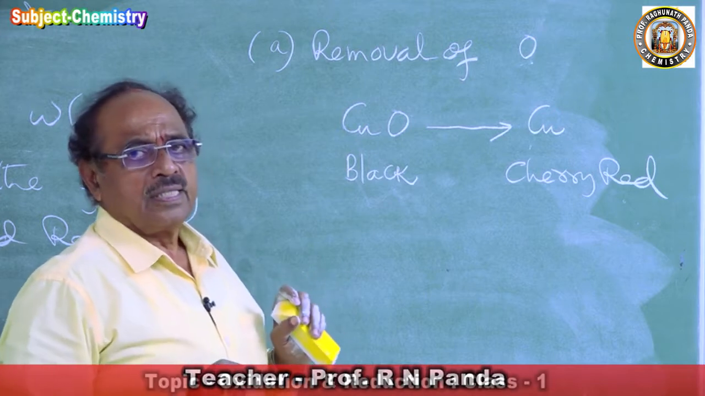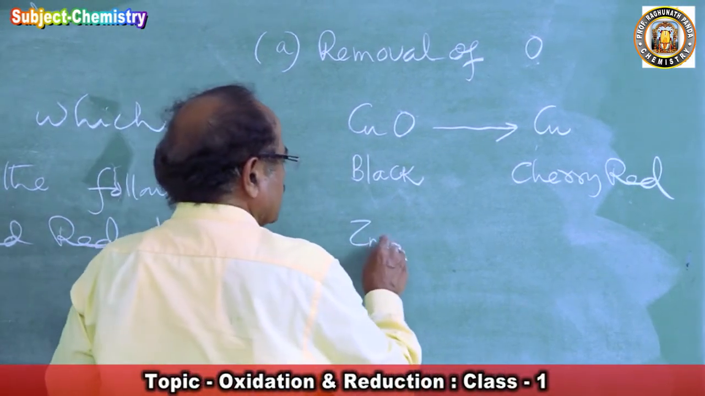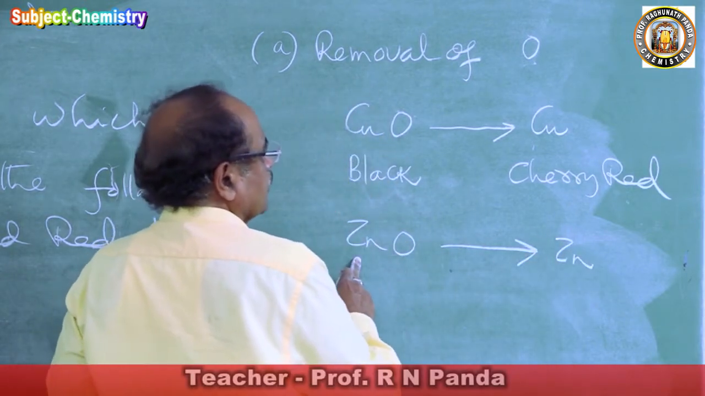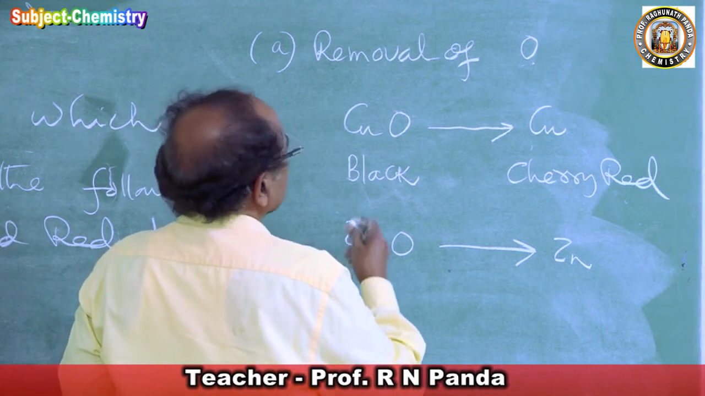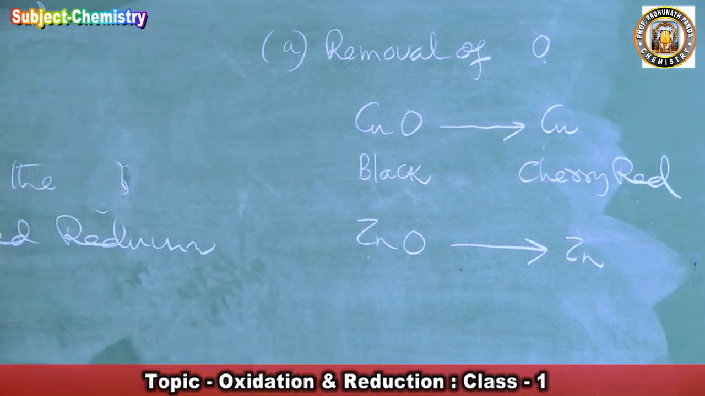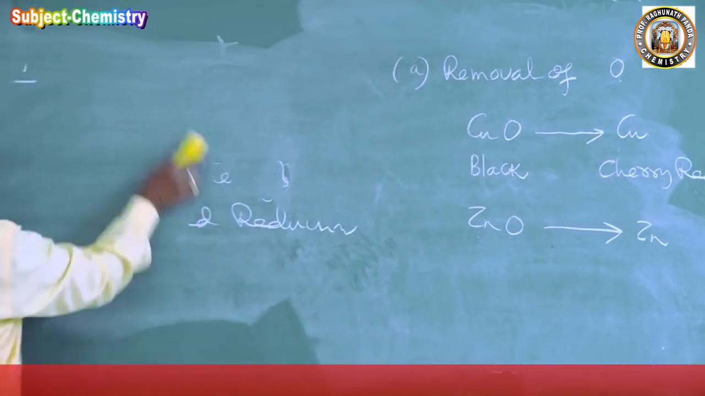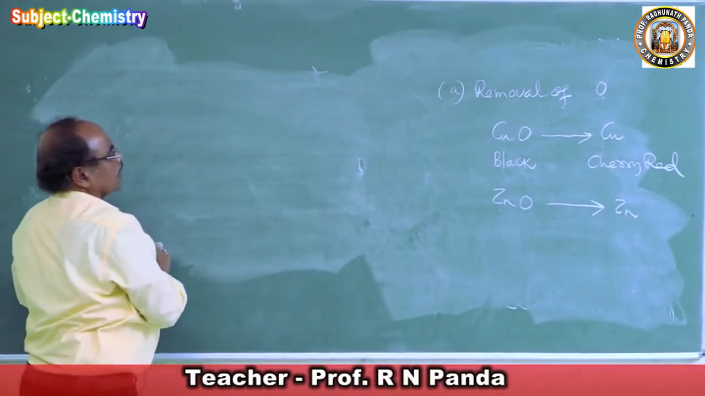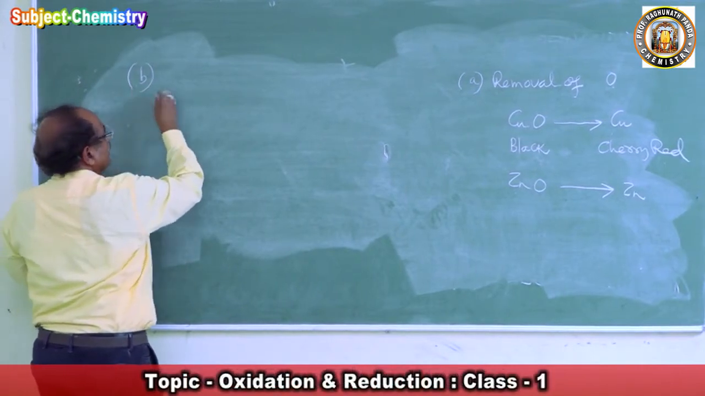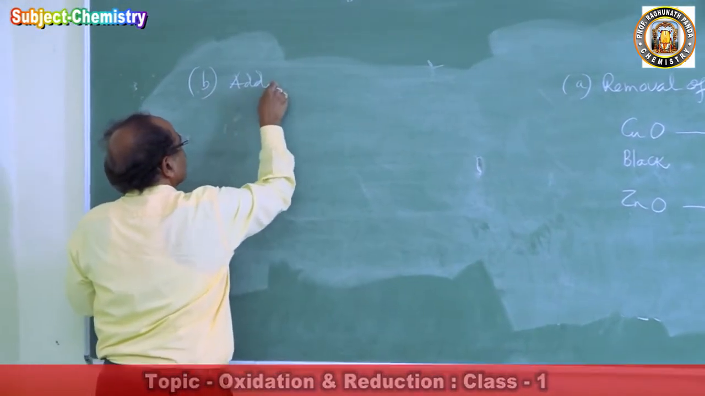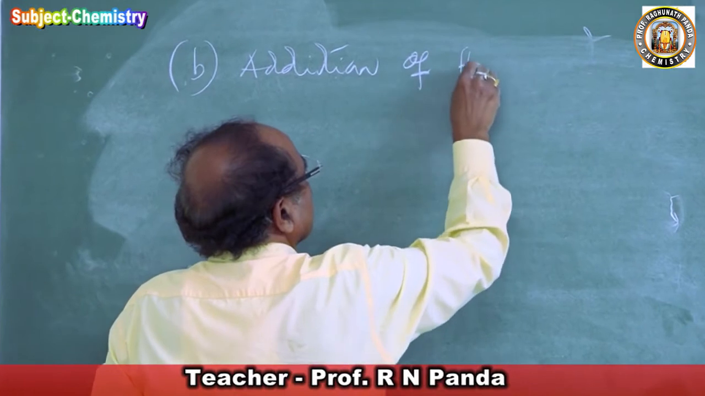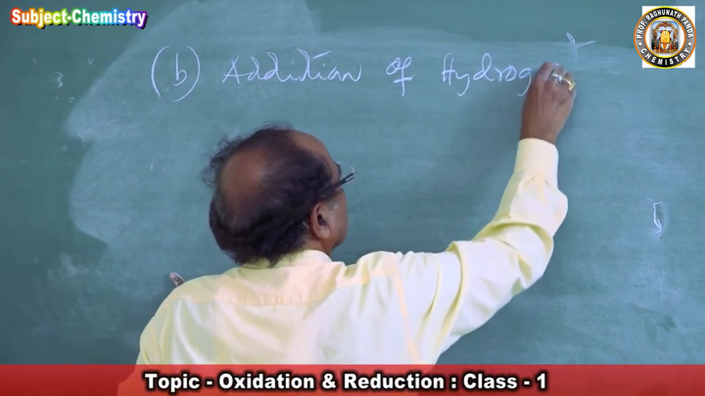Oxygen is removed. Or we have zinc oxide and this becomes zinc. Then we say that it is reduced because the oxygen is gone. So any process which involves removal of oxygen is called reduction. The next is that there you have done removal of hydrogen. Here you will say addition of hydrogen. So whatever we have done in oxidation, here the reverse is called reduction.